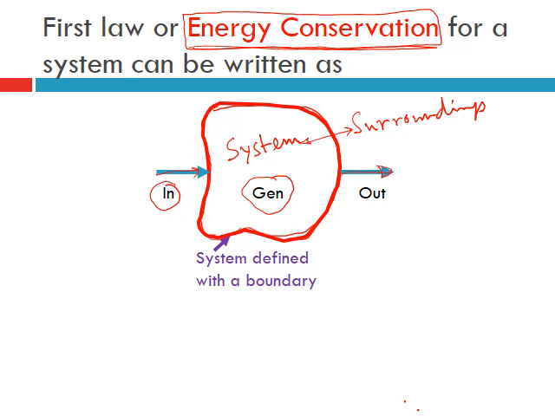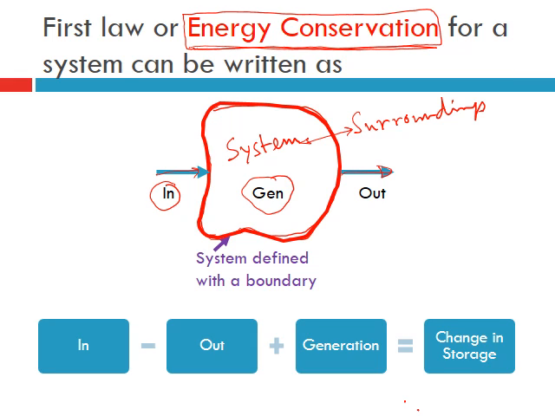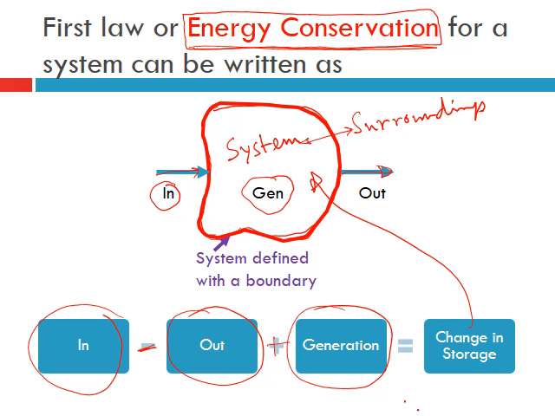And so the conservation principle simply says that what is coming in minus what is going out plus what is generated should be equal to the change in storage of the system that's within this boundary. So how much is the change in storage is given by this. Now this is a very general concept. It is not specific to heat transfer. It's not specific to thermo.